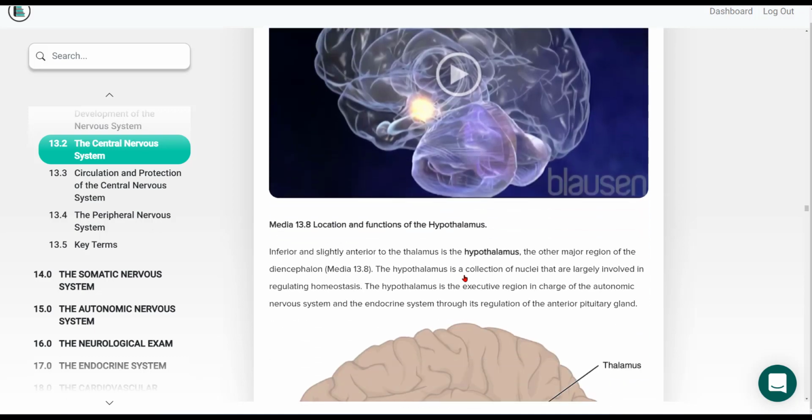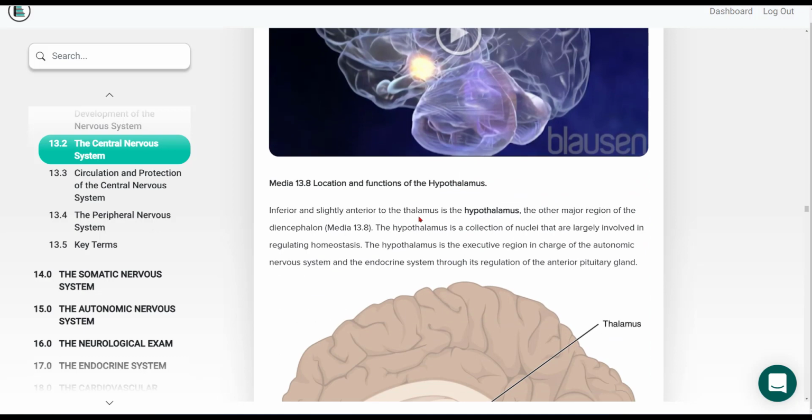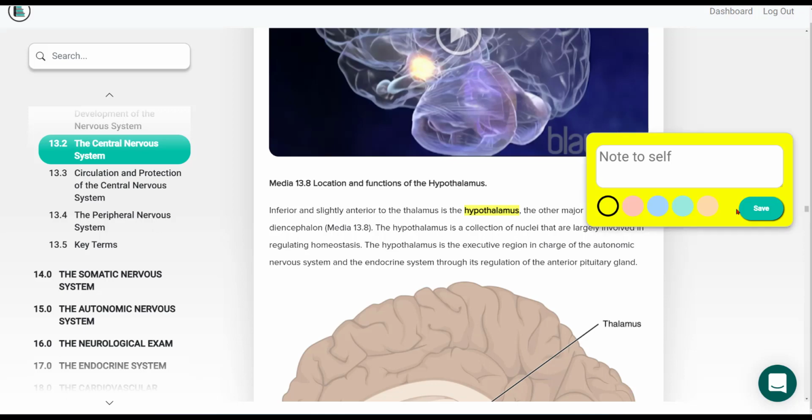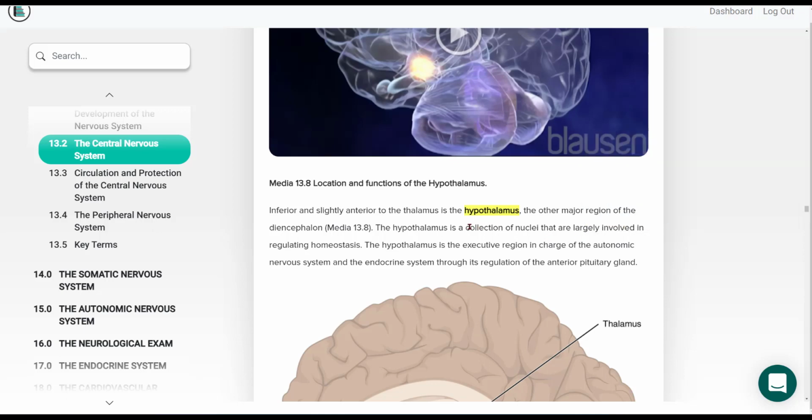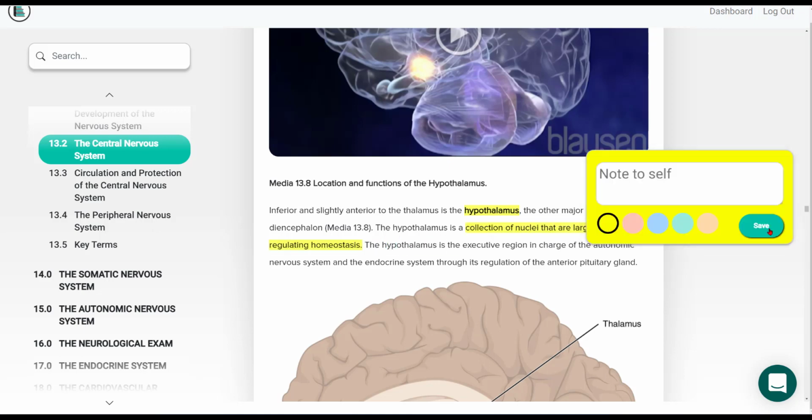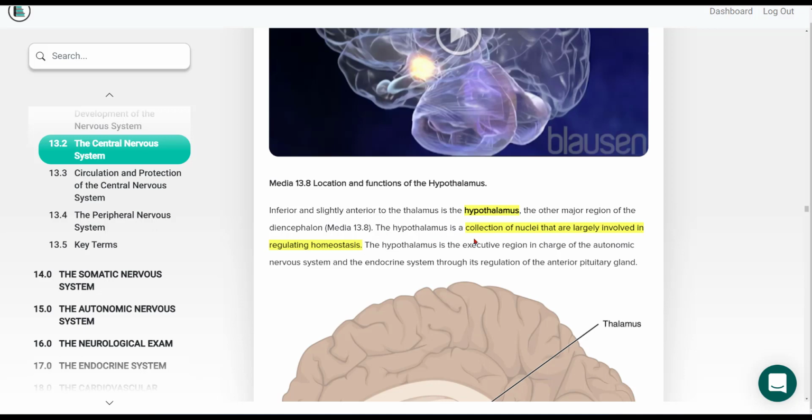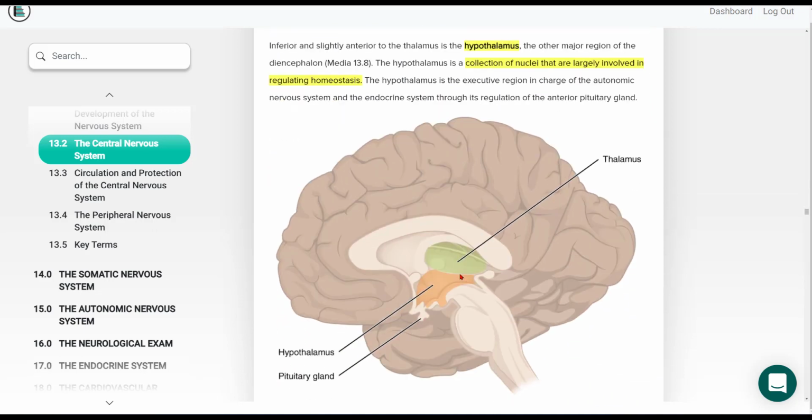The hypothalamus is a region just below, inferior and slightly anterior to the thalamus, and we're going to see the hypothalamus again in the endocrine region. It is actually a collection of nuclei that are largely involved with regulating homeostasis. That homeostasis is maintained by a number of hormones. We'll describe a couple of those as we go through the course.